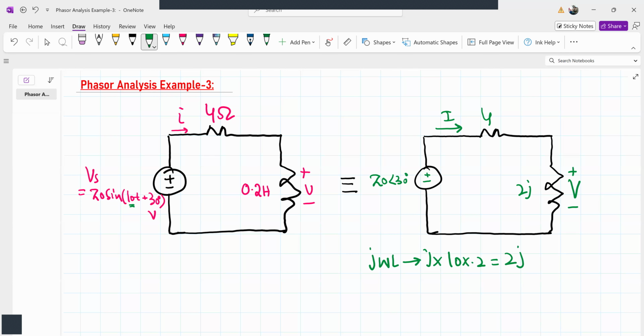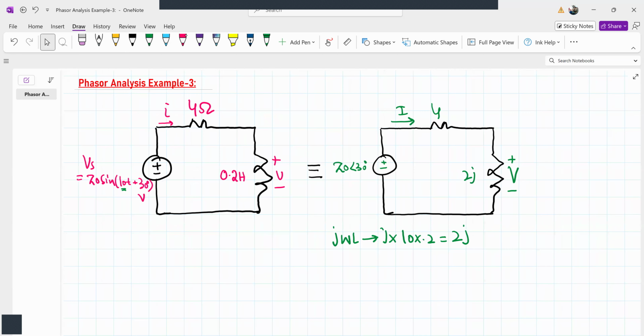As we discussed in the last section, all the techniques and methods that we used with resistors are now valid for impedances. This 4 is an impedance, this 2j is an impedance. So whatever techniques, laws or approaches we have learned for resistance are valid here. So we'll directly solve the circuit. We'll find the voltage across this 2j impedance by using the voltage division rule.